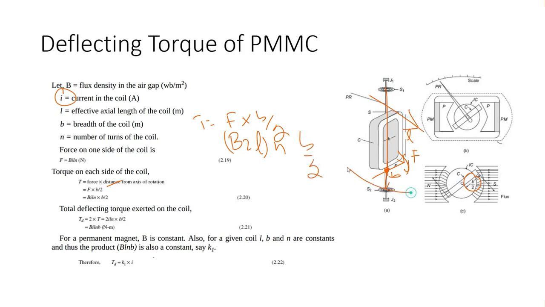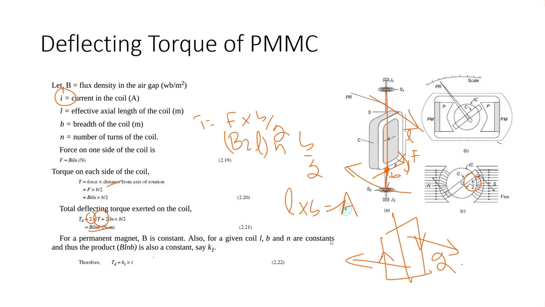So we have two side torques in this. Let's say this is a coil. On this side the current goes downward, and on this side upward, and this is the force here and this is the force here. So two forces are acting. That's why we say that 2 multiplied by T is BILNB. So L into B is actually the area. So TD is equal to BI, and L into B is A, into the number of turns. So this is the equation for TD.